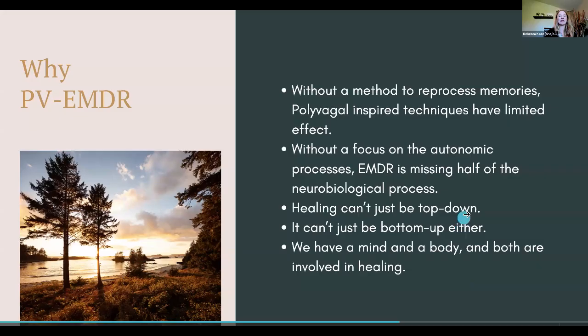But guess what? Your nervous system is both. You need both. You need bottom up techniques and top down, because your brain is a very powerful organ, and it's kind of running the show. And your body is also very powerful. So when we integrate polyvagal and EMDR, I really believe we have a robust model for looking at both top-down and bottom-up processes, because it's about the mind and the body. It's not just about the body, it's about the mind and the body.